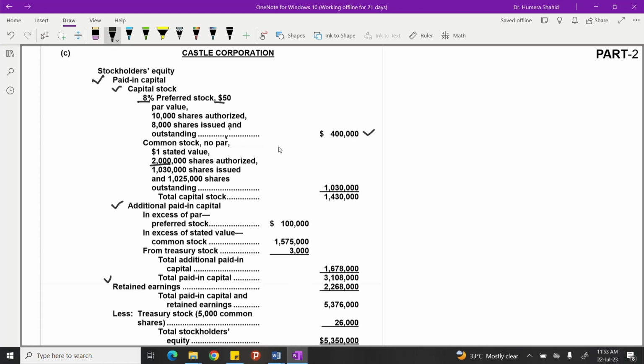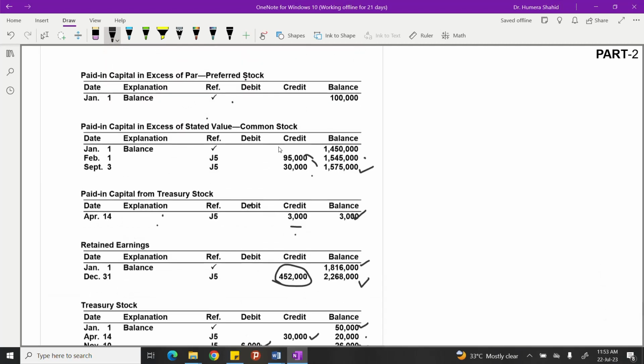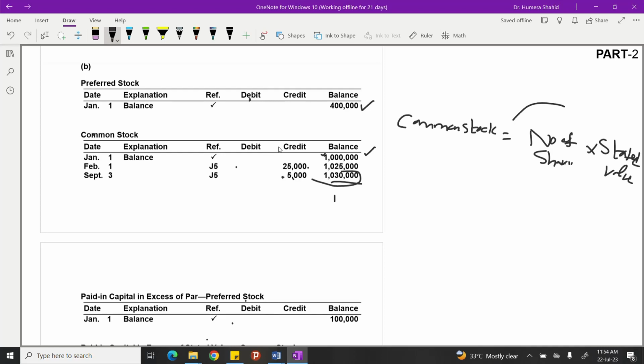Okay. Now, how do I calculate issued? I'll advise you go to the ledger of common stock. See, this is the ledger of common stock. What is the balance in the common stock? We know common stock is always recorded at its par value or stated value. So number of shares multiplied by stated value, right? If you need the number of issued common stock, divide common stock with its stated value.